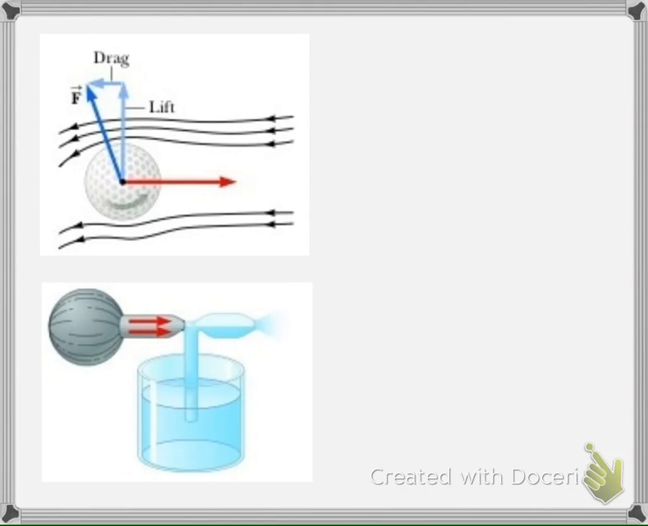As I said before, there are many applications of the Bernoulli equation and the continuity equation. In the top figure, you can see a golf ball moving in the air. When you hit the golf ball, due to the shape of the club, you can make the golf ball spin.